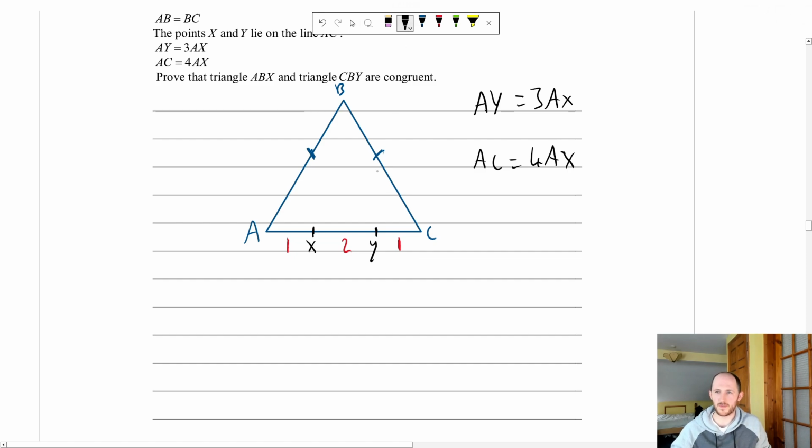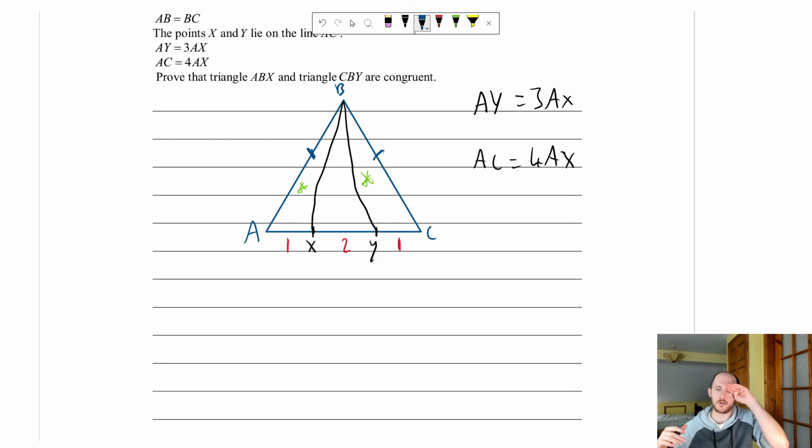And then if we finish off what this triangle looks like, it looks like a stick man's legs. Imagine they're straight lines anyway. And we need to prove that ABX and CBY, so basically, these two triangles are congruent, which means they are the same. So we're looking at side, angle, angle, all of that kind of fun stuff.